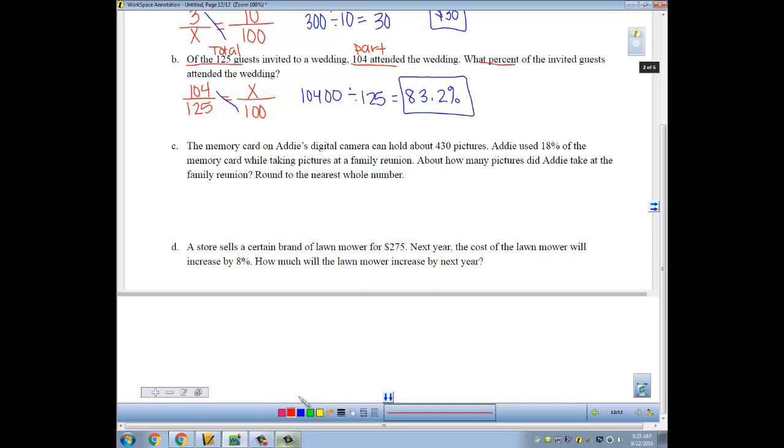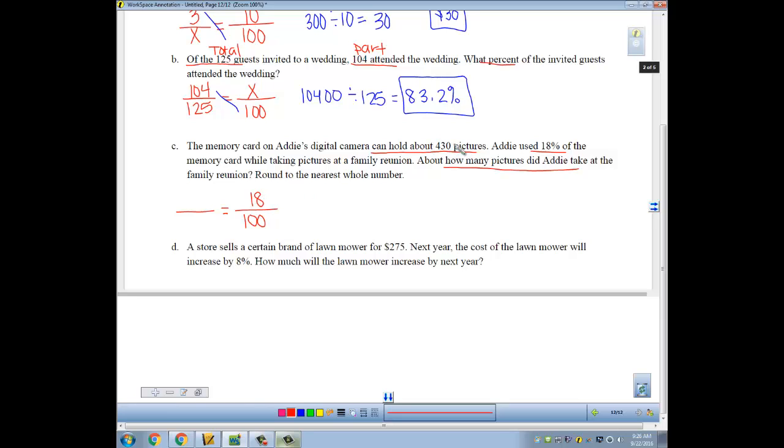Part C, the memory card on Addie's digital camera can hold about 430 pictures. Addie used 18% of the memory card while taking pictures at a family reunion. About how many pictures did she take at the family reunion? Round to the nearest whole number. So set up the proportion, 100 always in the bottom right. I know the percent is 18, so that's going over 100.